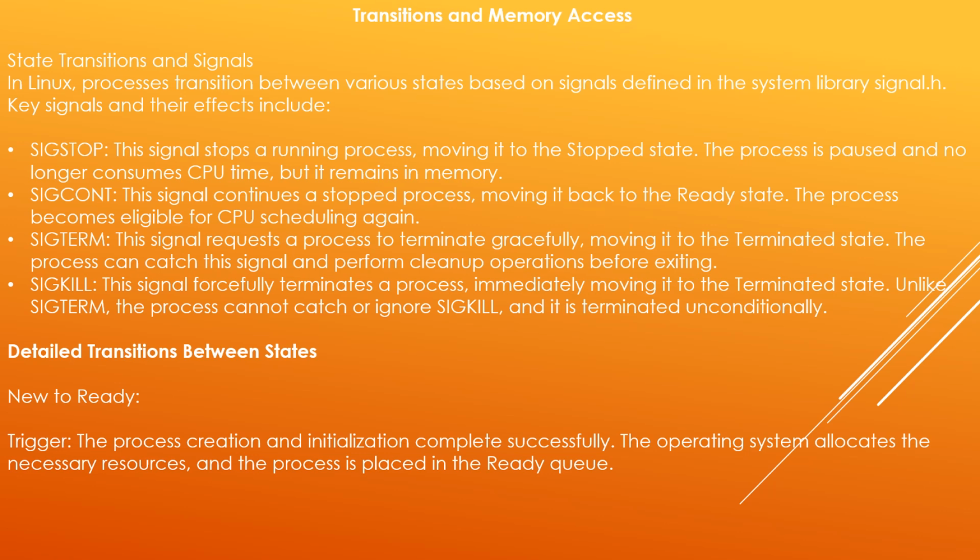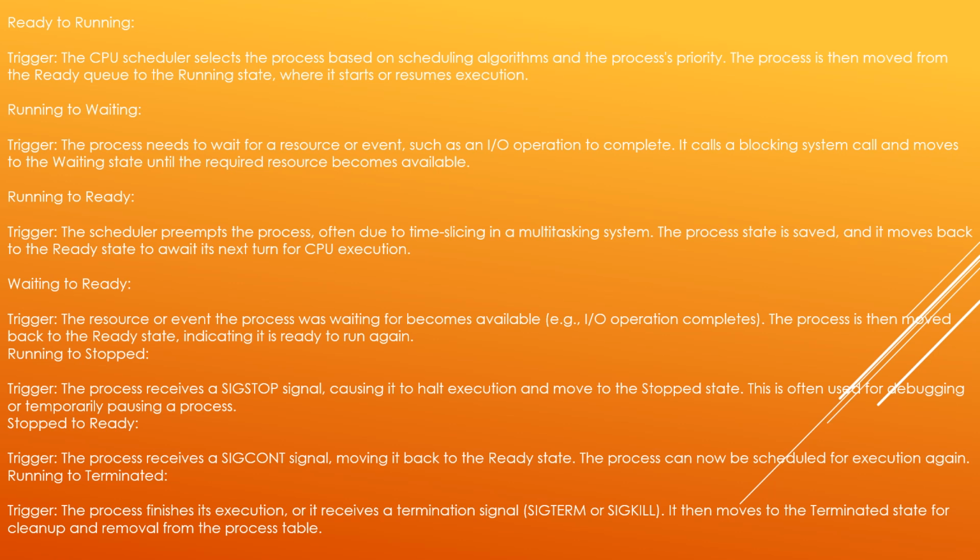Detailed transitions between states. New to ready. The process creation and initialization complete successfully. The operating system allocates the necessary resources and places the process in the ready queue. Ready to running. The CPU scheduler selects the process based on the scheduling algorithm and the process priority. The process is then moved from the ready queue to the running state, where it starts or resumes execution.